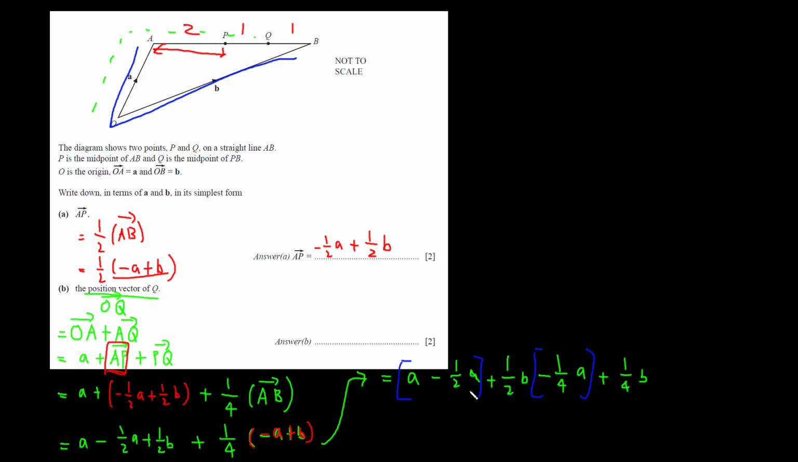A minus half A, 0.5A, minus another 0.25, 1 over 4A. 0.5B plus 0.25B, 3 over 4B. Now this will be your final answer, 1 over 4A plus 3 over 4B, for you to get from position vector of OQ. Alright.